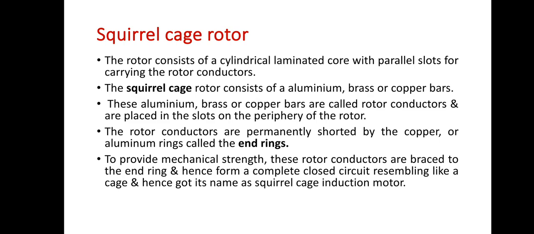So the squirrel cage rotor is most probably used in all industries. Less maintenance. The rotor consists of a cylindrical laminated core with parallel slots for carrying the rotor conductors. So the squirrel cage rotor consists of aluminum or brass or copper bars. So they are utilizing bars. The aluminum or brass or copper bars are called rotor conductors, and are placed in the slots on the periphery of the rotor.